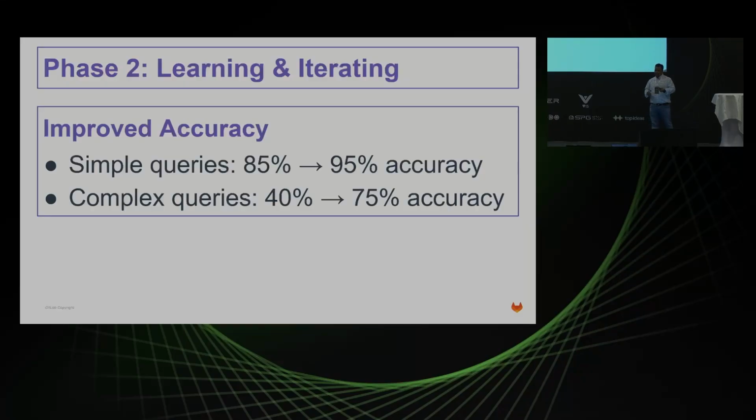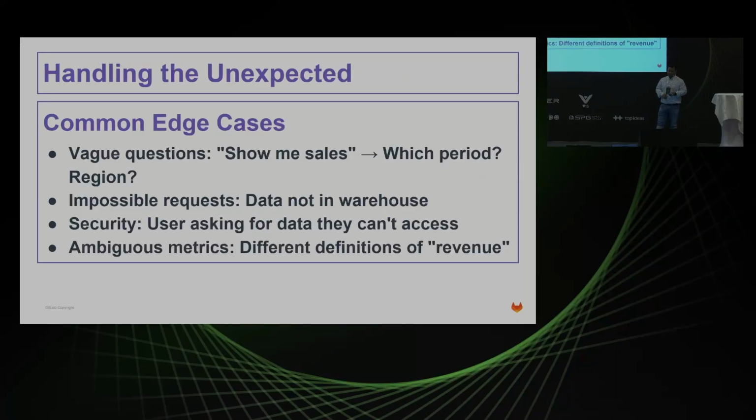And with the implementation to production, we saw lots of unexpected, common edge cases. Vague questions were being asked, like "show me sales", but no context or prompt was provided in terms of which period of sales, which region, which location, the sales for what. Impossible requests, like data not in the warehouse. That's something which is a challenging one.